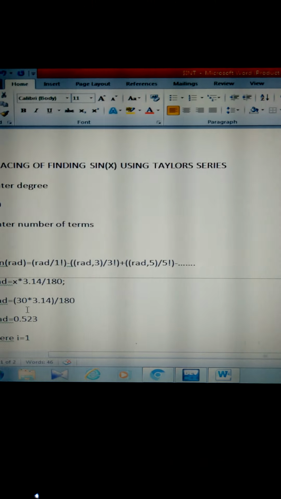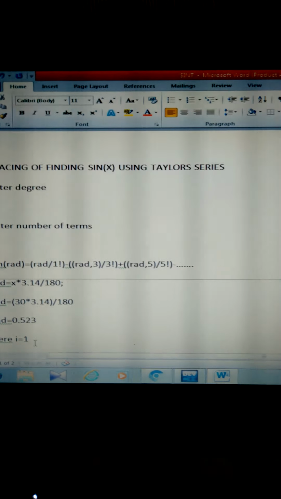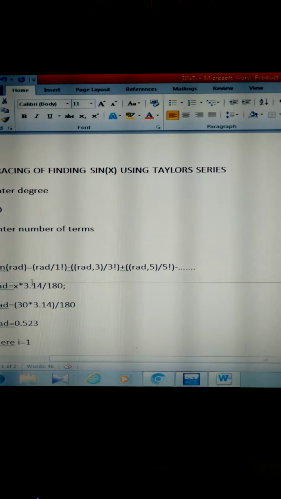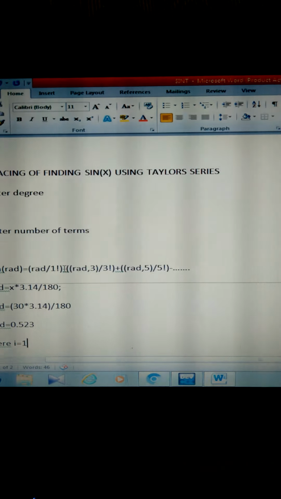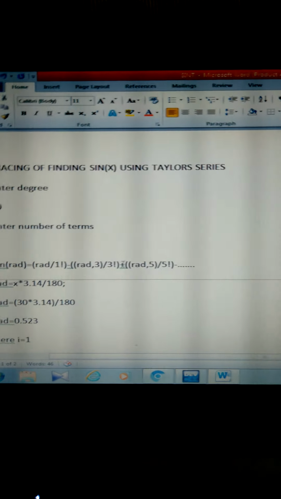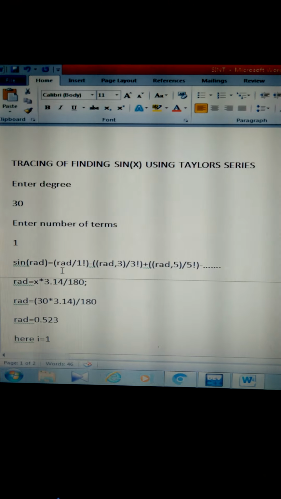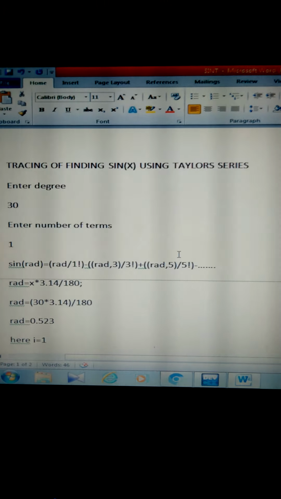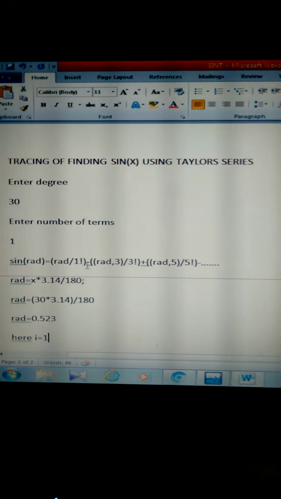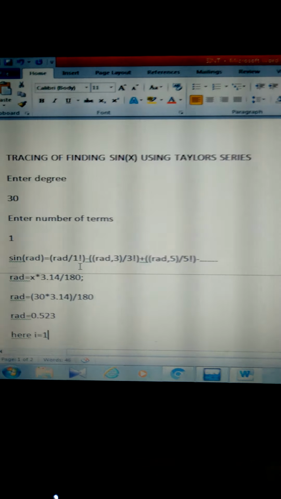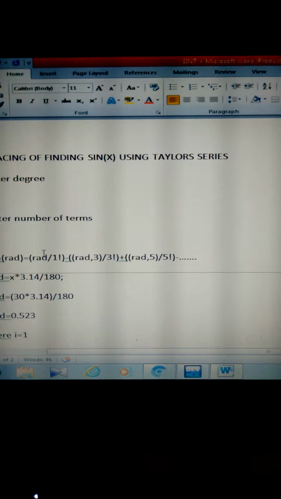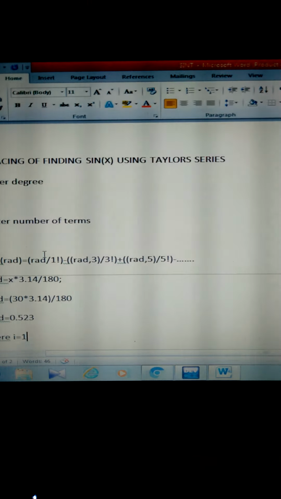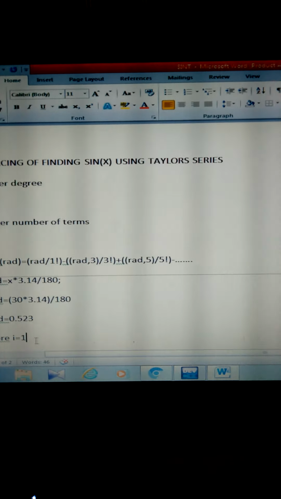Then we have calculated the radians value. Here I is equal to 1. The initial value of I is 1. For one term, we are taking no more, so these terms are neglected here. The one term we have taken is radians divided by 1 factorial. Here I is the index of the power. We have to raise radians to the power 1 in the first term, that is, I is equal to 1 here.